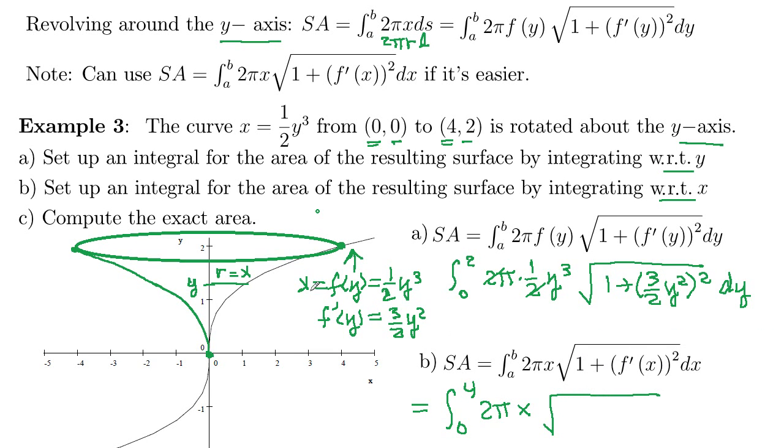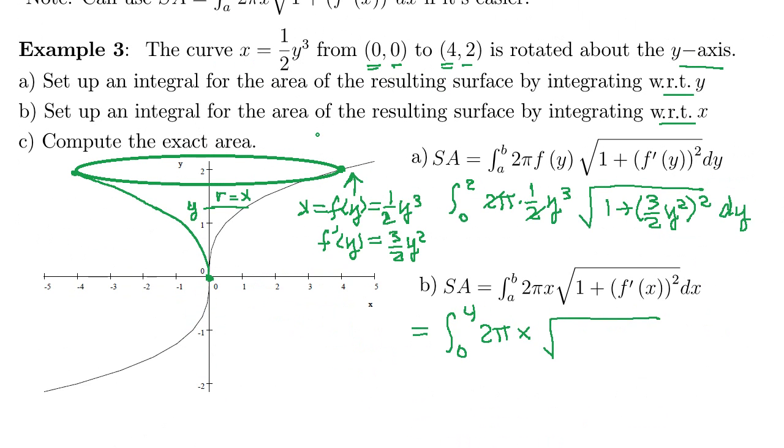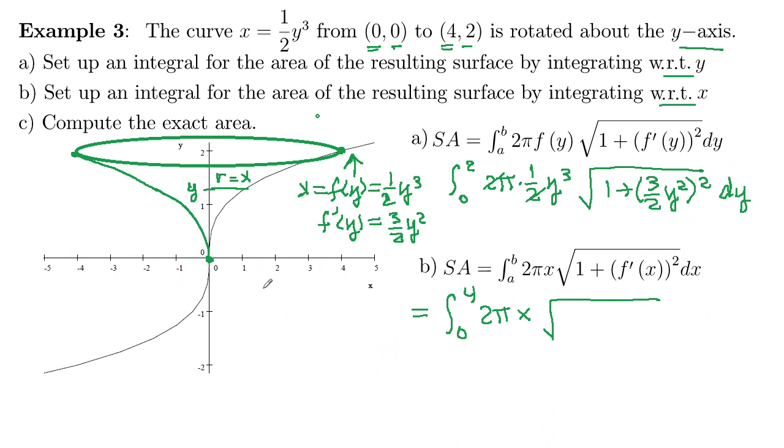So we have to solve this original equation for y and then find y prime. So if x is 1/2 y cubed, then multiply both sides by 2. 2x is y cubed. And then take cube roots to solve for y.